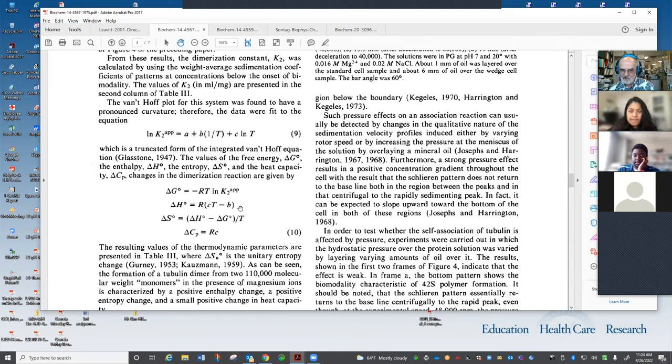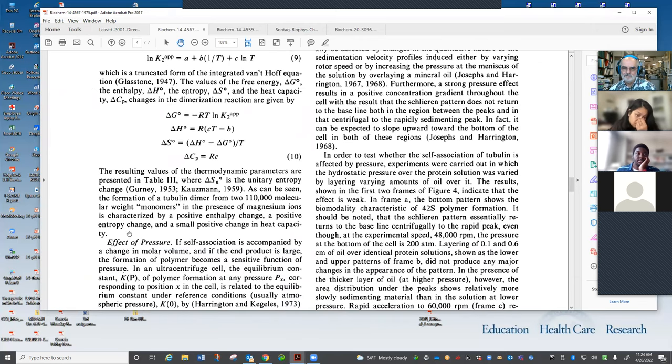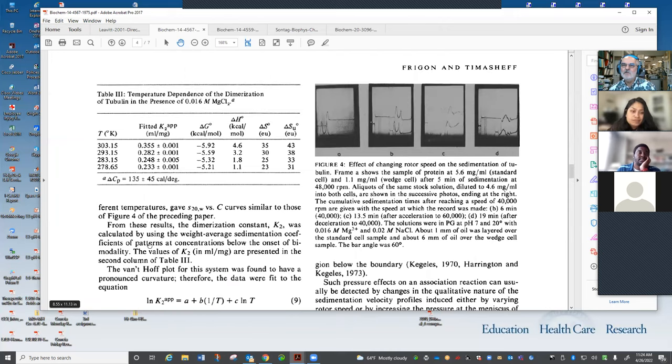And in addition to getting enthalpy from the parameters in the fit, you also can get a heat capacity out of this C term that essentially accounts for the curvature, okay? And then they did pressure. And the pressure was done in an interesting way.